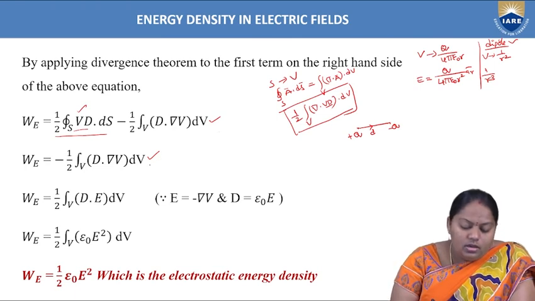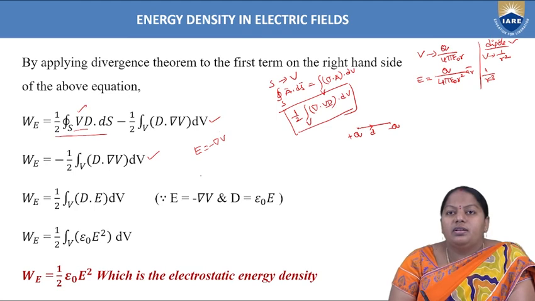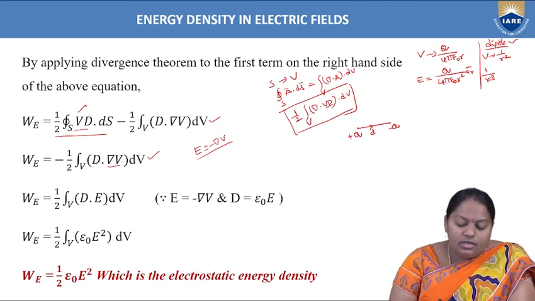As we know, E equals minus del V, so the relationship between electric potential and electric field intensity is given by E equals minus del V. In the formula itself we have a negative, and in the equation we have a negative. Minus of this minus becomes positive, and if we substitute E in place of del V, then we get 1 by 2 integral V d dot E dV, right?